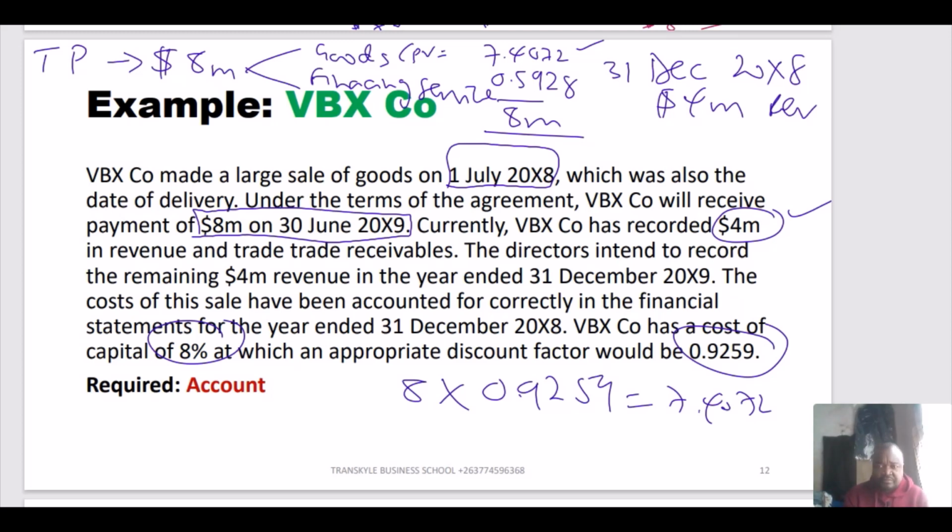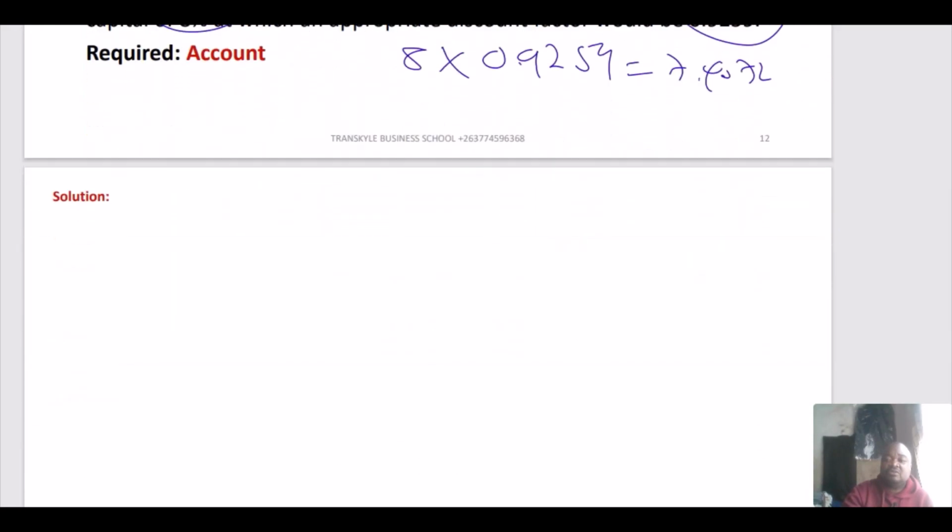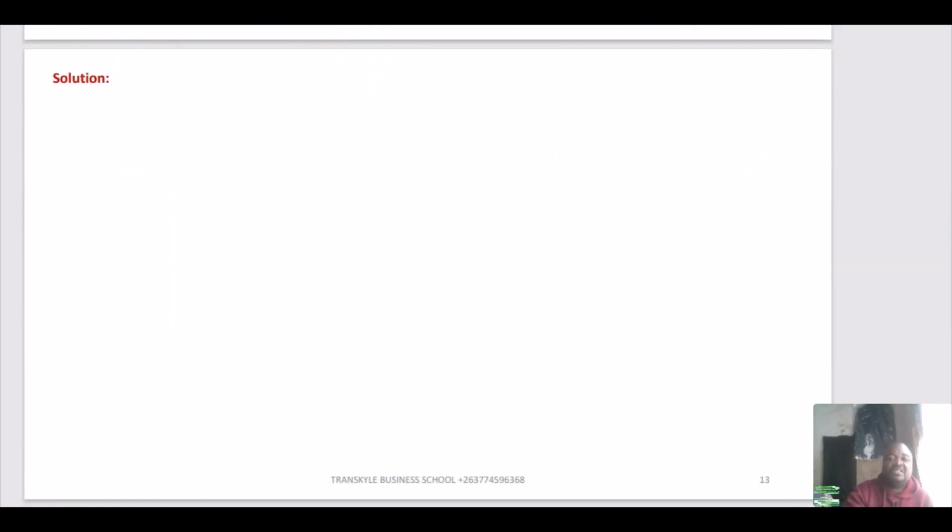By how much now? Okay, so what was supposed to be the correct revenue entry? And that is what we then have to work out. So allow me, ladies and gentlemen, to go to the next page and see what we can do.